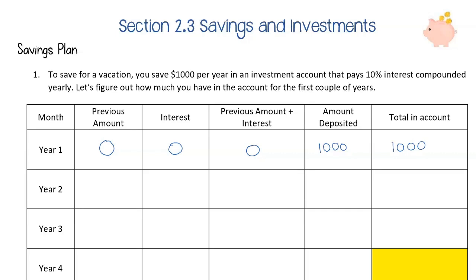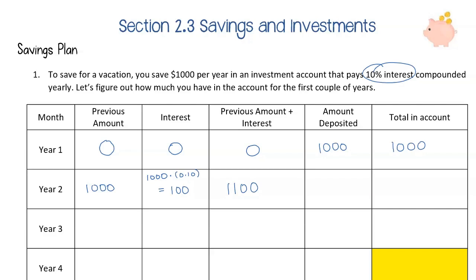Then at the beginning of year 2, I have $1,000 and I'm earning 10% interest. 10% of 1,000 is going to be $100. I have my $1,000 plus $100 in interest. I'm going to add those together. I get $1,100 in the account. In the compound interest formula that we learned in the previous section, we would just leave that and then go to the next year.